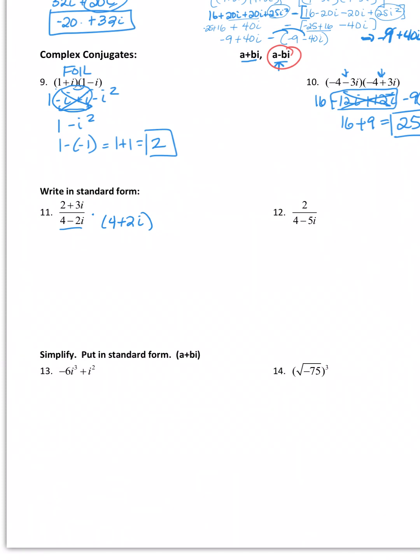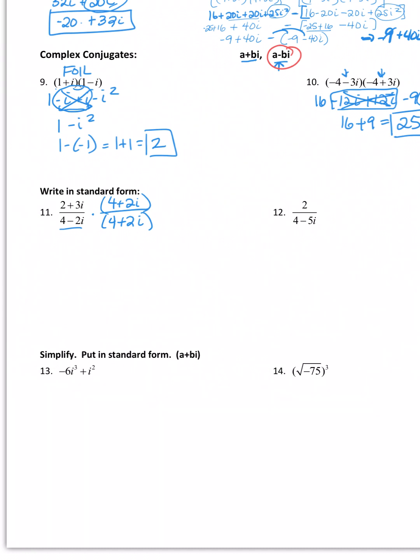But I can't just do it to the denominator. I have to do it to the numerator. So this is what I mean by the funny looking 1. This represents 1, right? So if I multiply this times my original, I'm not changing the value, but I am getting rid of the imaginary component in the bottom. All right, so it's just going to require some FOIL.